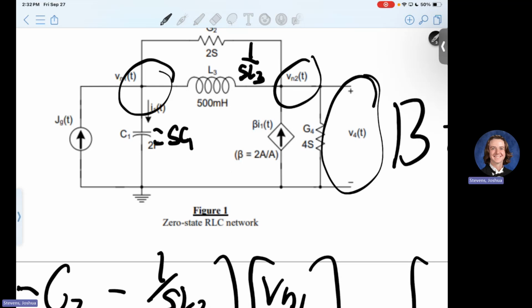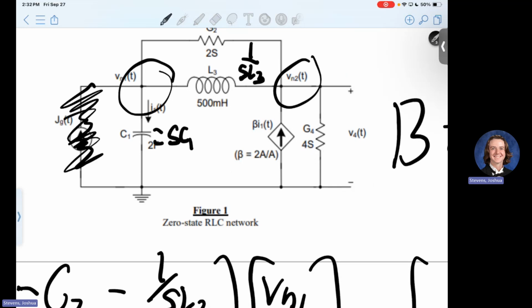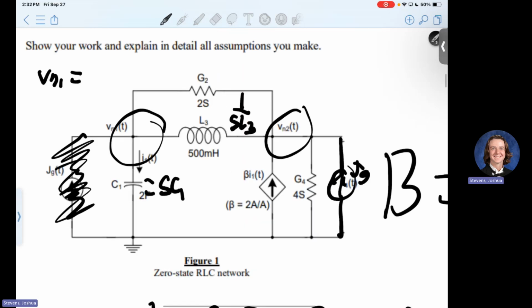If we had a source right here, when we look at Vn1, it'd be delta 2, 1 for Vn1, and if it was Vn2, it'd be delta 2, 2. So if we had this one there, and we were looking for Vn1, it would just be 2 plus 1 times delta 2, 1 over delta.